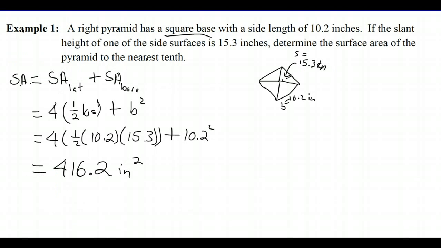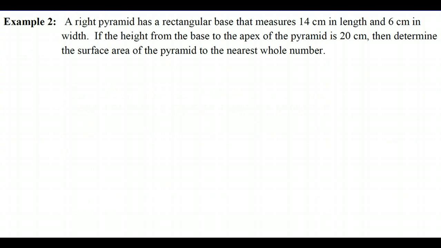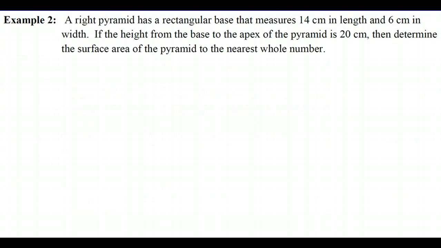Dang, I guess I skipped example 2. Example 2, a right pyramid has a rectangular base that measures 14 centimeters in length and 6 centimeters in width. If the height from the base to the apex of the pyramid is 20 centimeters, then determine the surface area of the pyramid to the nearest whole number. Okay, and now notice this time they're giving us the height of the pyramid. So let me see if I can draw something out.